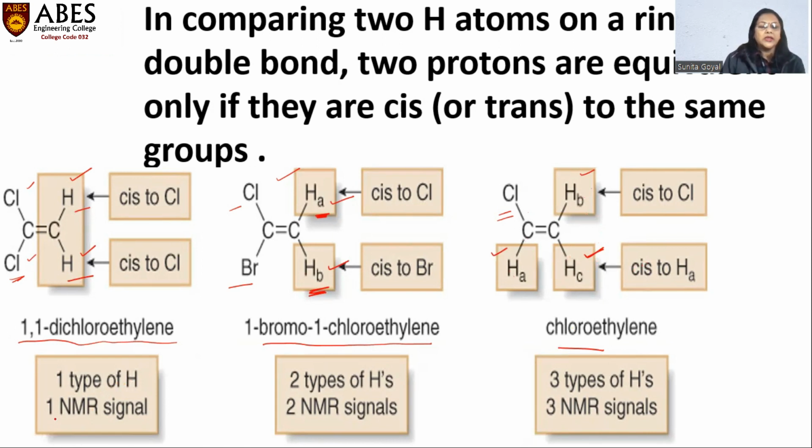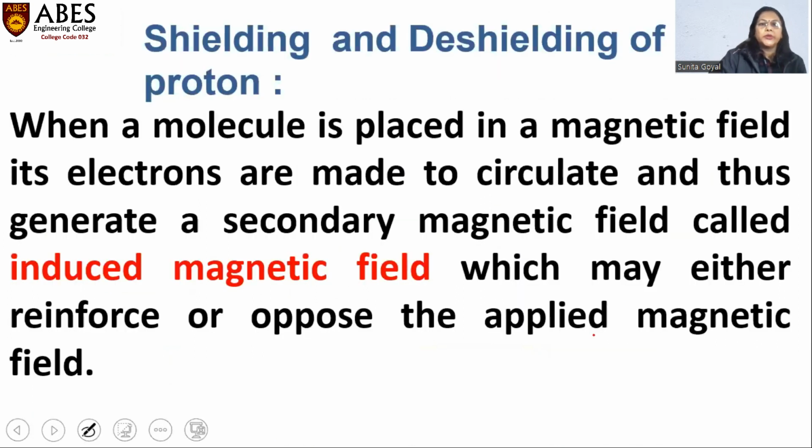So we can say in the first molecule, we are having one type of NMR signal because one type of hydrogen is present. Here in this molecule, we are having 2 NMR signals as 2 types of hydrogens are present. And in the third molecule, 3 NMR signals will appear as 3 types of hydrogens are present.